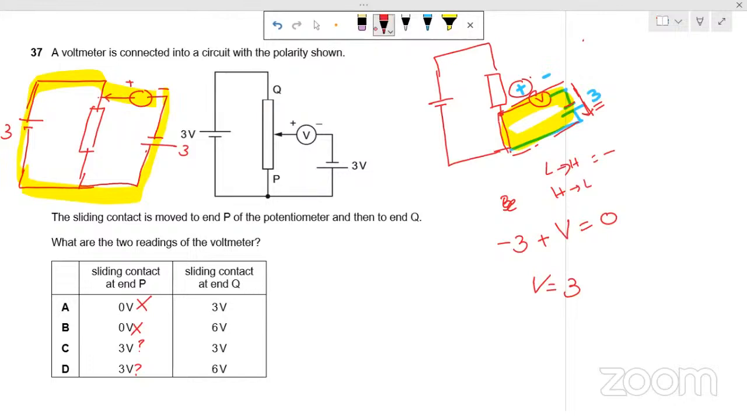So let's start from here and move in this way using the same sign convention. First we will get low to high, that is -3. Then we will go in this direction, that is also from low to high, that is -3. And then in this part, from high to low, which is positive V, equal to 0. So V is equal to 6 volt. This is a very important question. So we used Kirchhoff's second law in both of these situations.